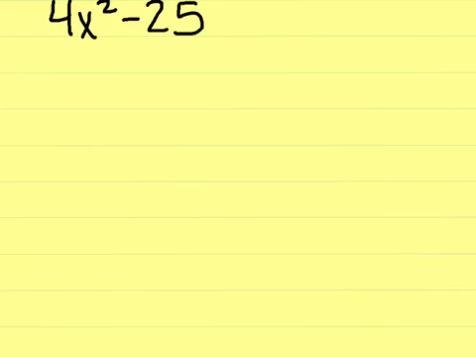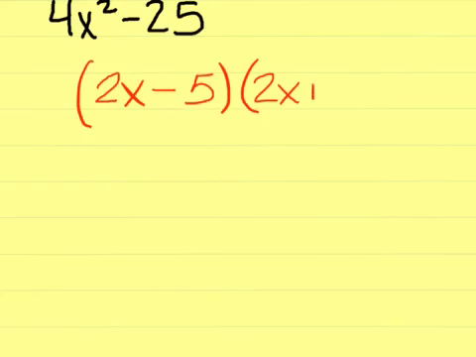On this problem, 4x squared minus 25, what should the answer be? 2x, take away 5. Yeah, minus 5. Then parentheses 2x plus 5. Yep, that's it. 2x minus 5, 2x plus 5.